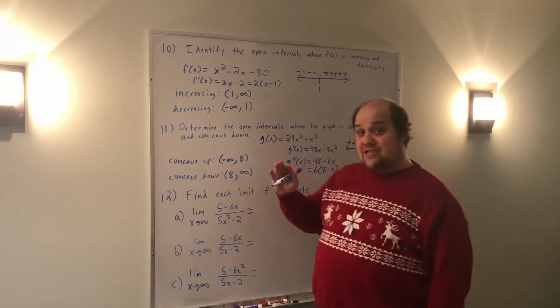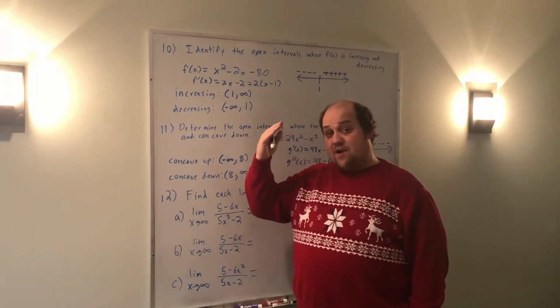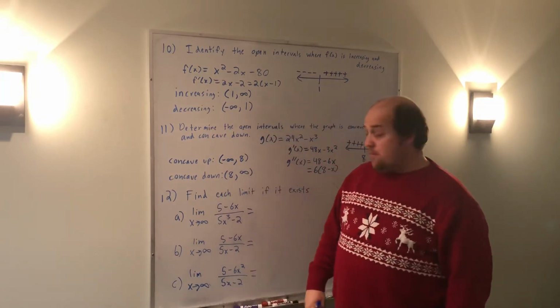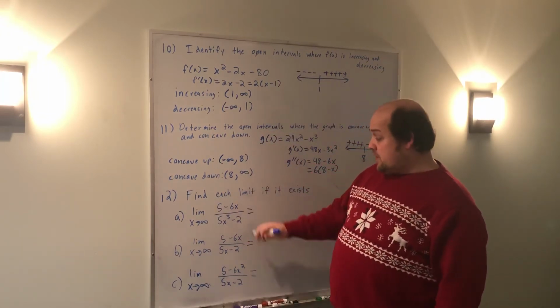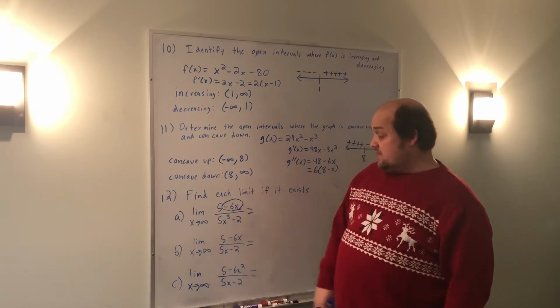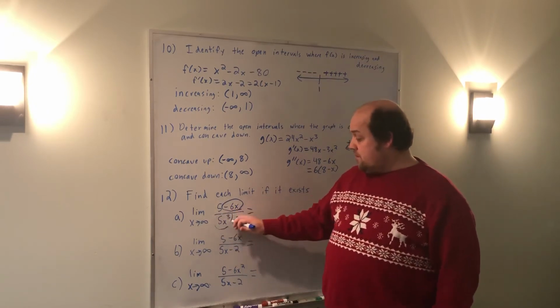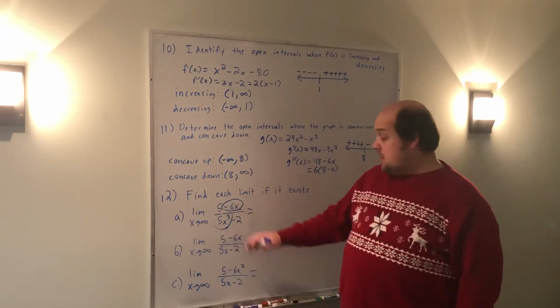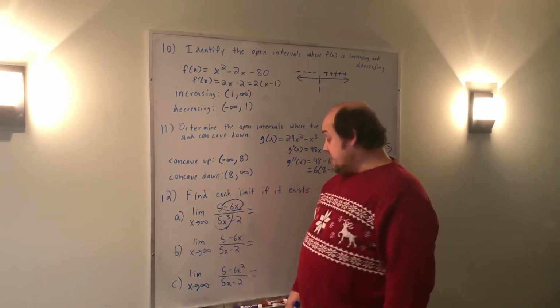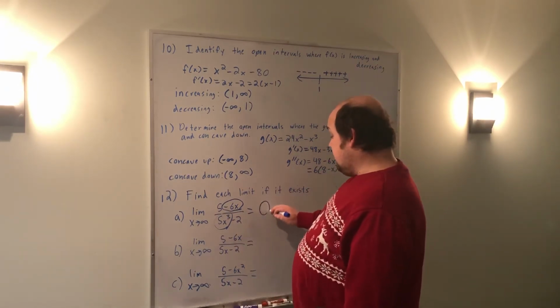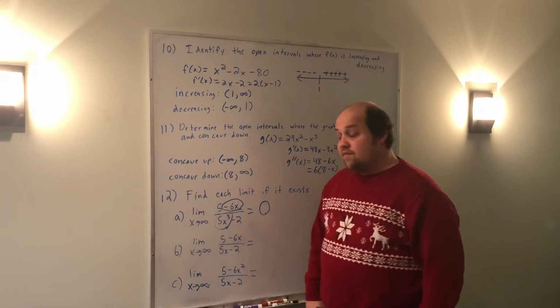But basically, I just need to think which is bigger, the highest power of x on top or the highest power of x on bottom. When I look at the first one, the highest power of x on top is this negative 6x. Highest power of x on bottom is this 5x to the third. The bottom is clearly a higher power of x. For that reason, the limit is 0 as x approaches infinity.